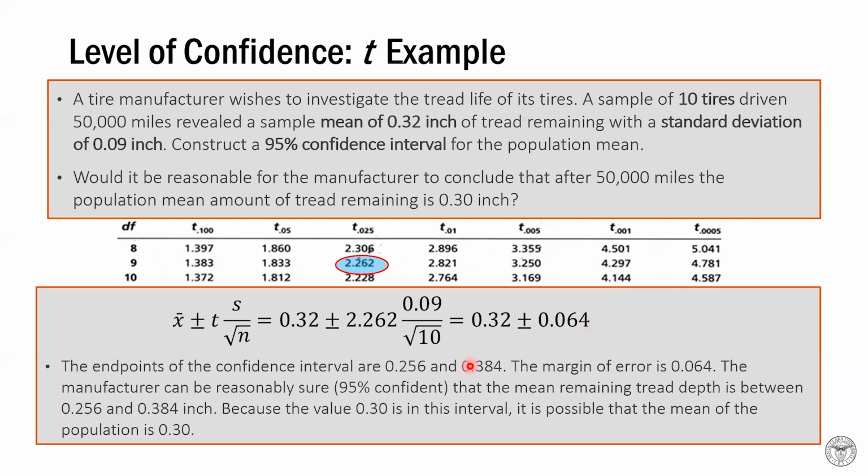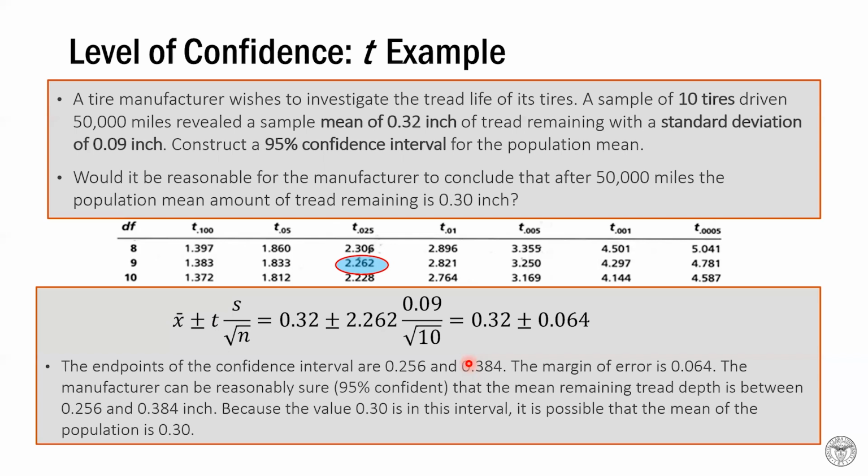That is, the manufacturer can be reasonably sure, with 95% confidence, that the mean remaining tread depth is between 0.256 and 0.384 inch. A further interpretation of this example is that if we repeated this study 100 times, calculating the 95% confidence interval with each sample's mean and standard deviation, we expect 95 of the intervals will include the population mean. Five of the intervals will not include the population mean.